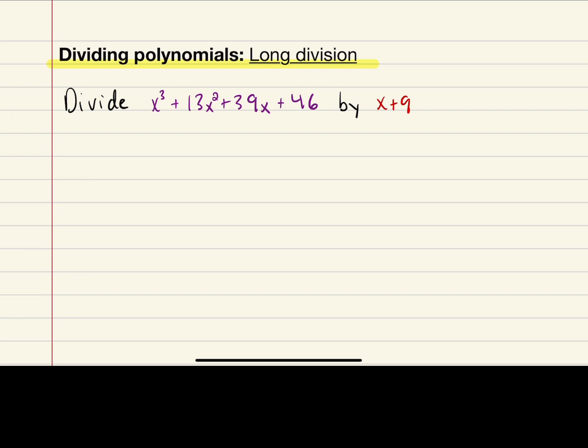So dividing a polynomial by another polynomial, in this case a binomial, is very similar to performing a division of numbers using long division. So what we're going to do is illustrate how to do this by solving this example, and then we're just going to repeat the process with other examples. So let's say we're asked to divide x cubed plus 13x squared plus 39x plus 46 by x plus 9.